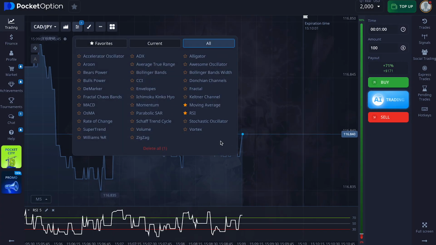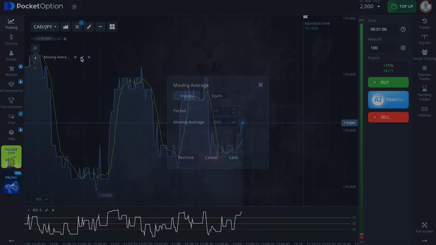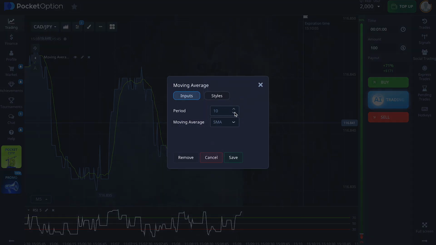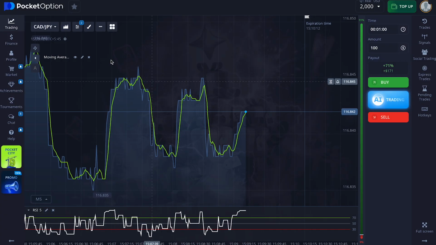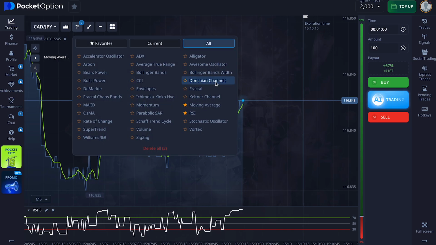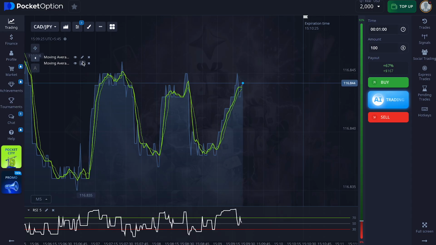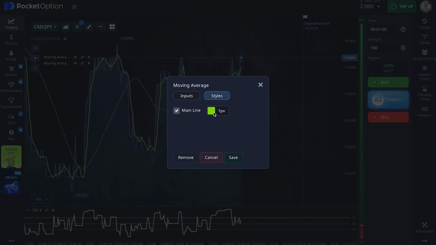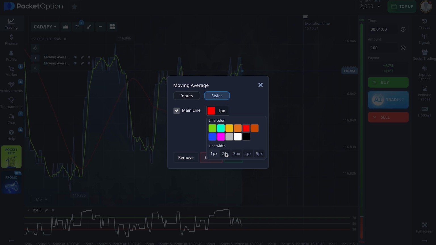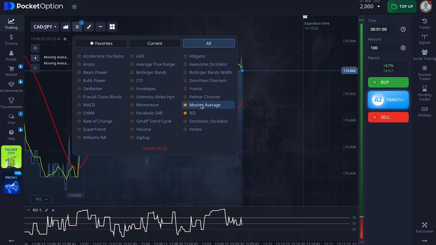Now let's enable another indicator which is moving average, and let's edit its value as well. Period should be 6 and style should be green with 2 pixel, and save. And let's enable another indicator which is moving average again. Now let's edit its period which is 50. Let's set the style to red with 2 pixel. Okay, that's all.